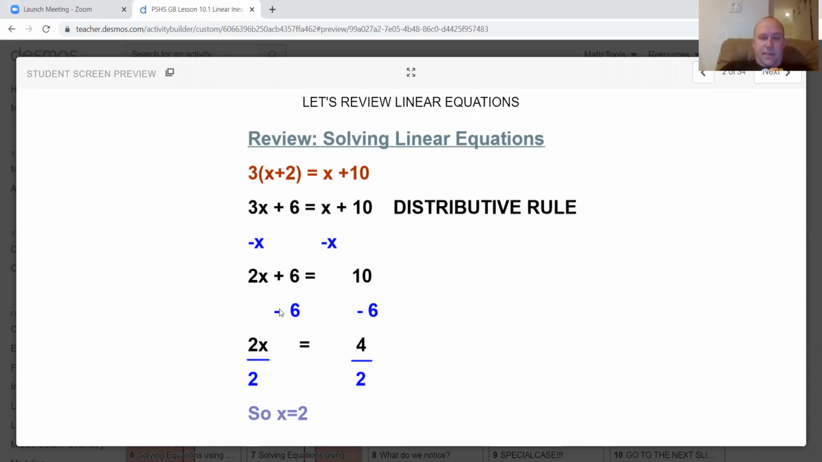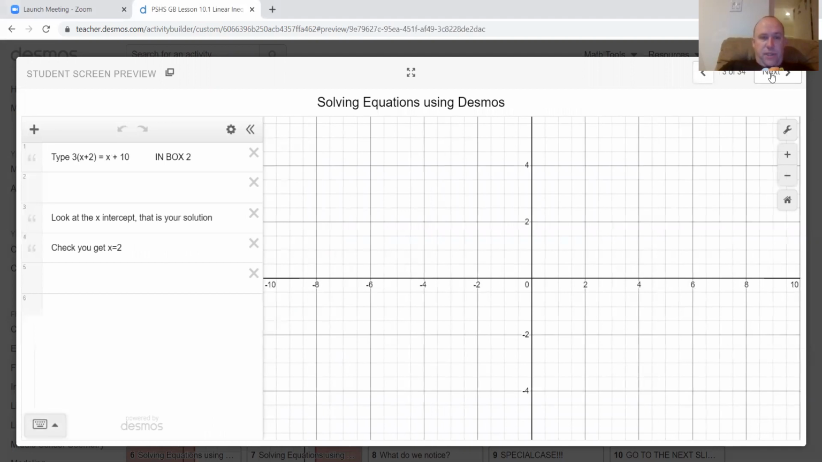So instead of adding 6, subtract 6 from both sides. 10 take away 6 is 4. And obviously 6 take away 6 is 0. It cancels out. That's why we do the opposite. And then instead of timesing by 2, you can divide by 2. So we did that when we did linear equations originally.